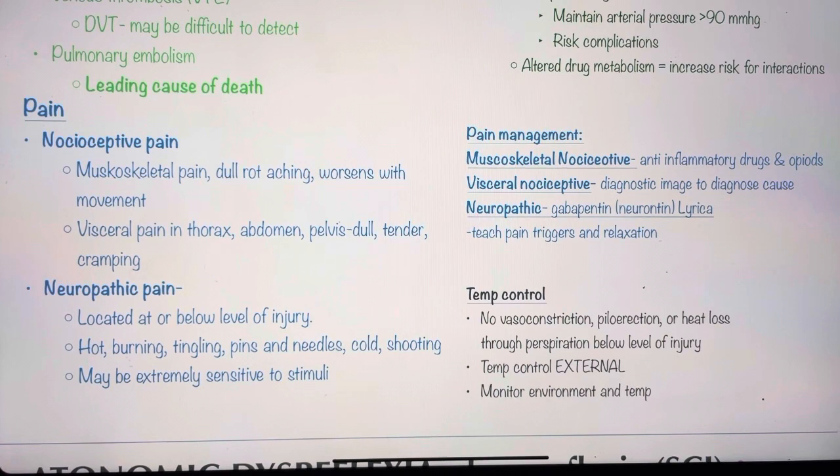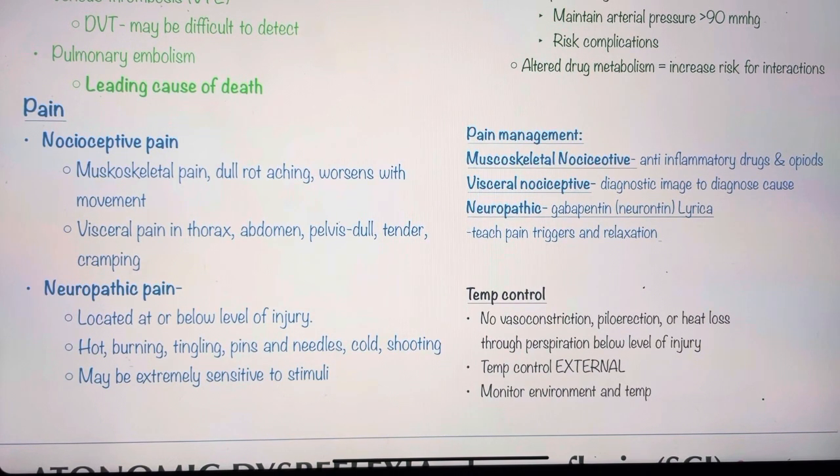So it's a hot, burning, tingling, pins and needles, or a cold shooting pain. They are extremely sensitive to stimuli. However, with time, this type of pain does decrease. Initially, it is very painful. So pain management for these patients would depend on the type of pain, but a few options would be anti-inflammatories or opiates, gabapentin, or Lyrica. You would also want to teach these patients what their triggers are and how to relax through those triggers.